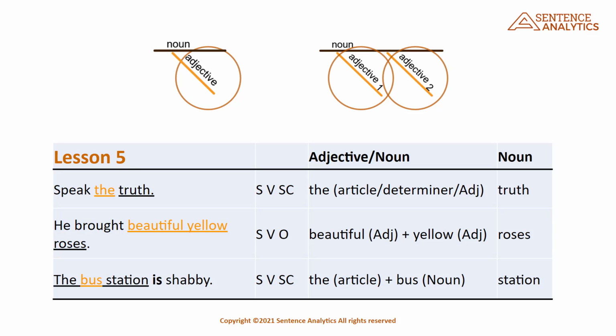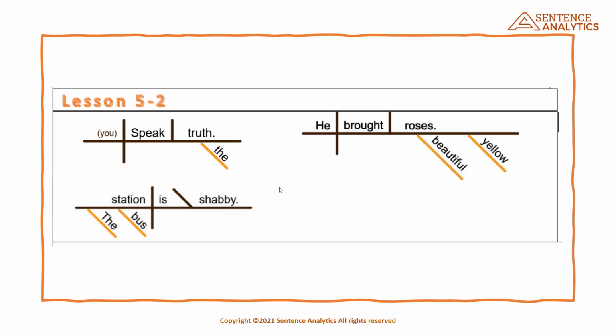So, the subject is station, the verb is the linking verb is, and the subject complement is shabby, a predicate adjective. So it gets the slanting subject complement line. So, the and bus describe station, so they go below station on slanting adjective lines. This is what it looks like. Station is subject verb, shabby, the and bus on adjective lines.